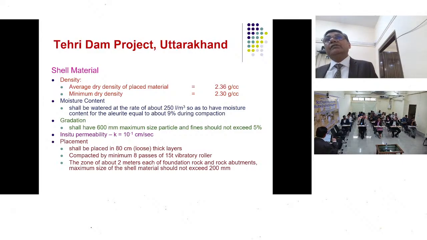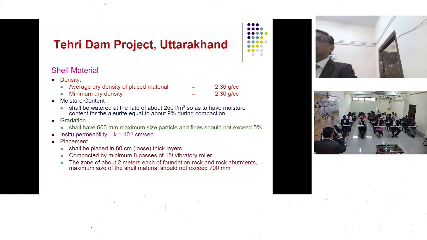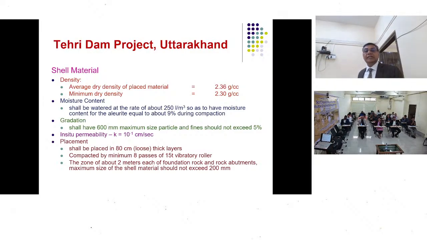Why the gradation afterwards? To see that your fine filter material or coarse filter material is not breaking because of the compactive effort of the vibratory rollers, and that the fine percentages are limited to what you have used in the design. That you have to assure. Shell material, again the average density was there, moisture content. The rate of water was around 250 liter per meter cube.